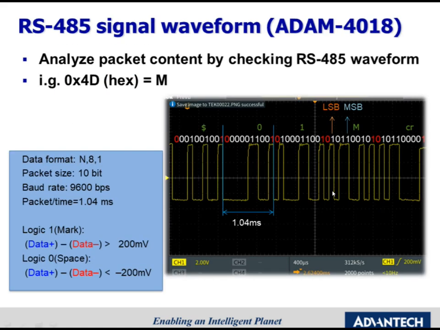Let's take a look at the real signal transmitted in RS-485. This is the waveform on oscilloscope. An ASCII command is sent to ADAM 4018 for seeing how the command is transmitted. According to the RS-485 voltage level definition, we can understand each bit is 0 or 1. Noted, the data is transferred from LSB to MSB.